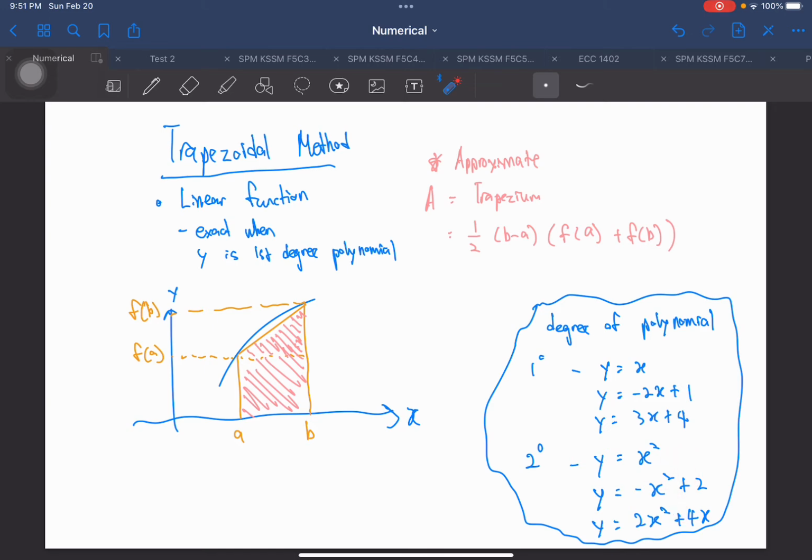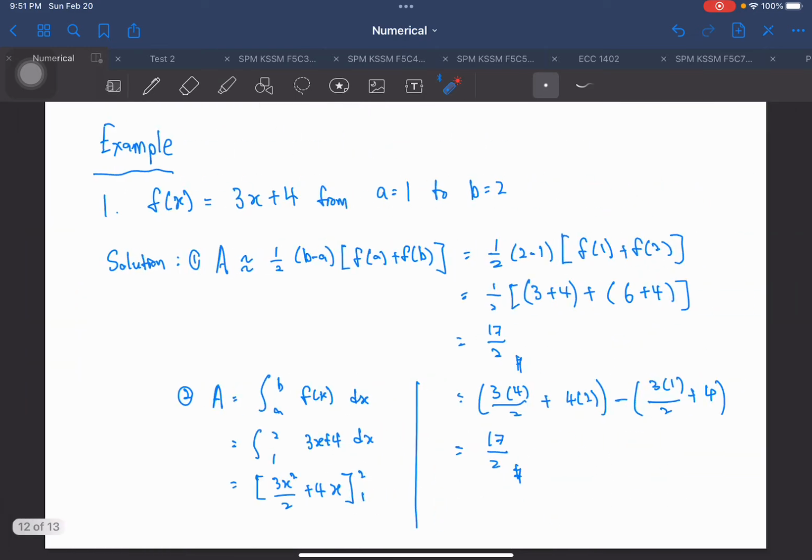Okay, so let's move on to an example of an approximation method to determine the area under a curve. If you're given f(x) equals 3x plus 4 and the limits 1 to 2, find the area under this curve using the trapezoidal method.